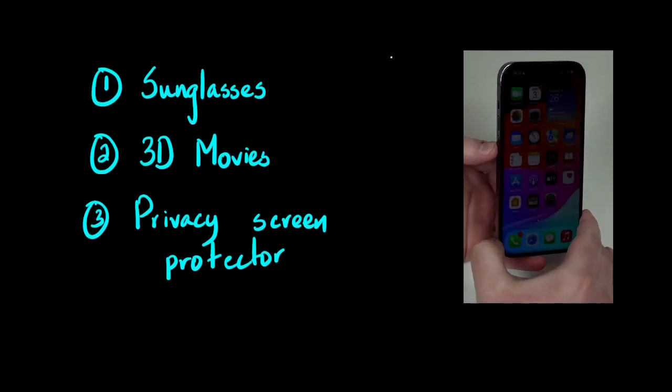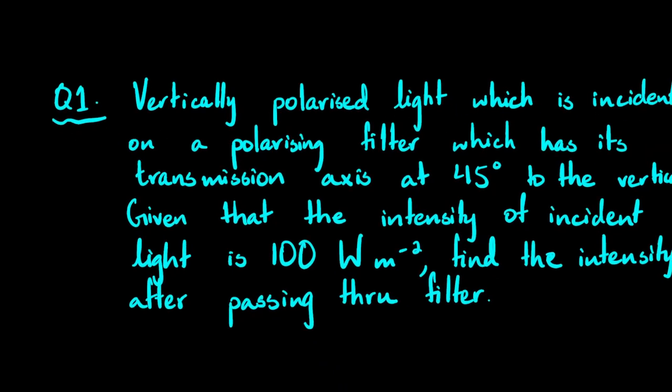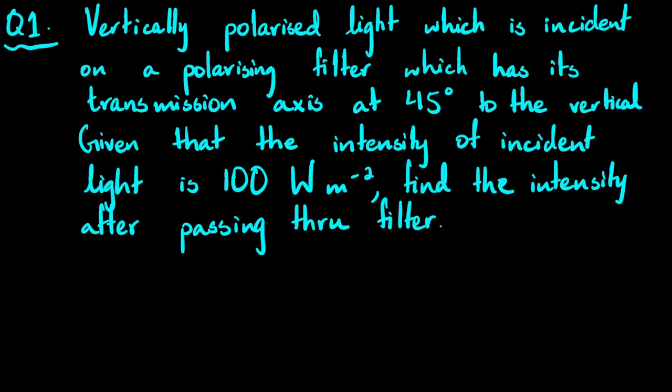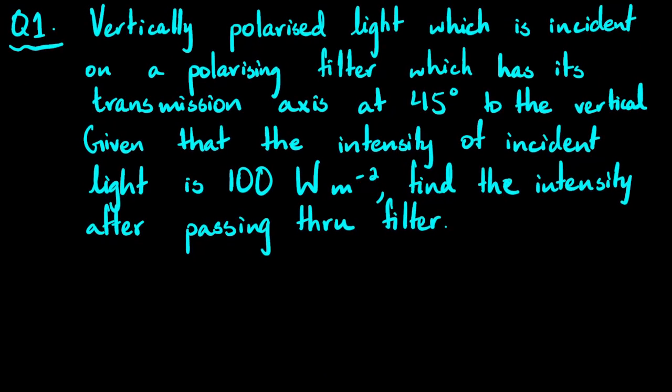Now let's go towards the different types of exam questions that we may have. So let's have a look at the first one. You'll see that these questions are made by me because you do not have exactly the type of questions which are asked in your exams in a lot of other places. So this is the first one: vertically polarized light is incident on a polarizing filter which has its transmission axis at 45 degrees to the vertical.